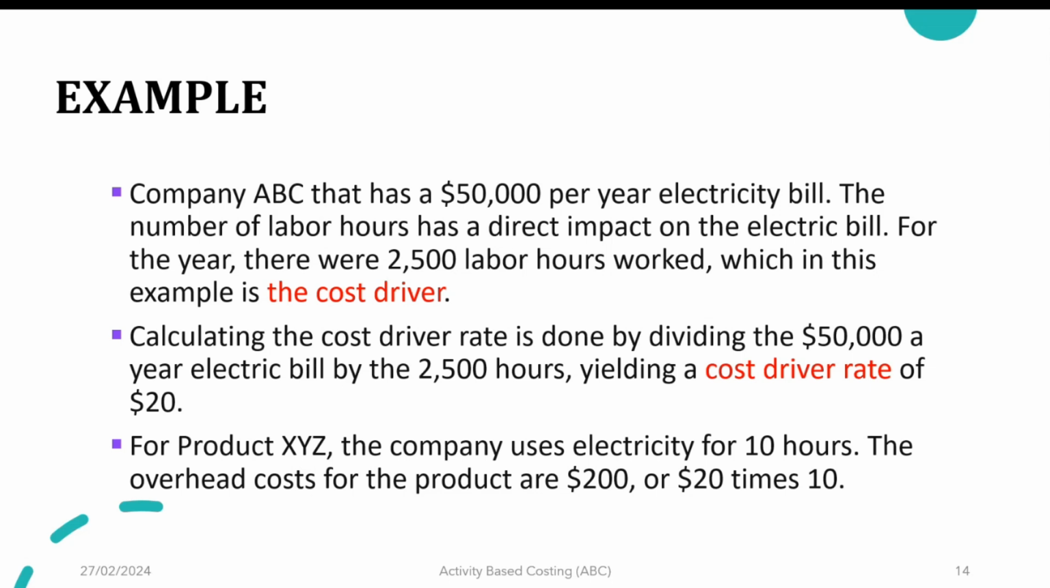So for this company using electricity, if the company uses electricity for 10 hours to make a product, then the overhead cost for making that product will be 20 times 10. So the cost driver rate is very useful because it can be used to identify the total cost in different centers and also the total production cost. Therefore, it helps to determine the price for the product.